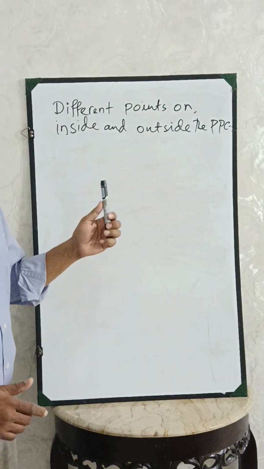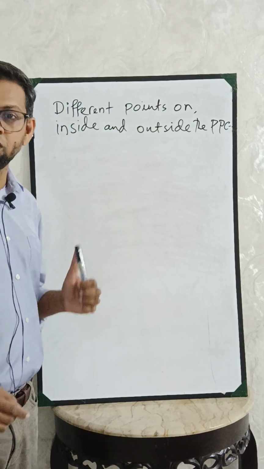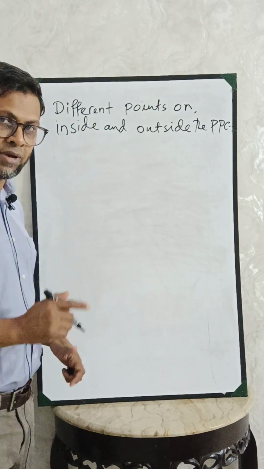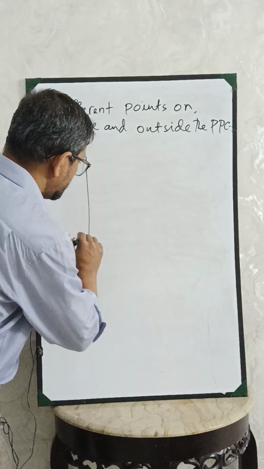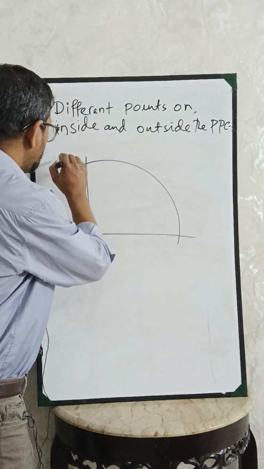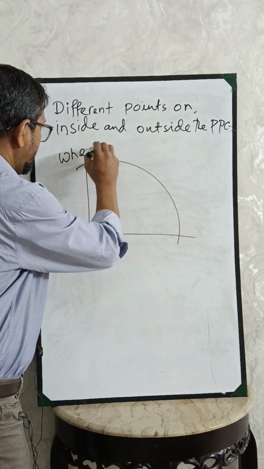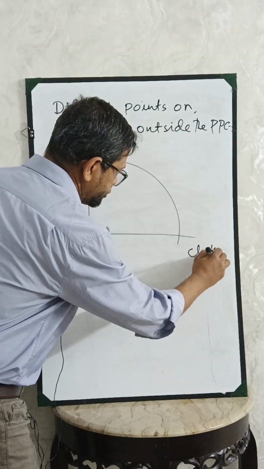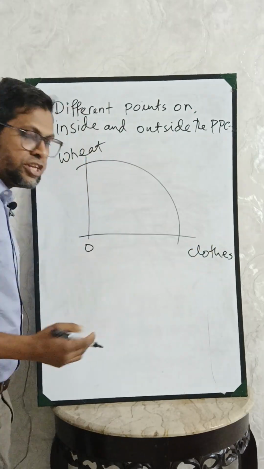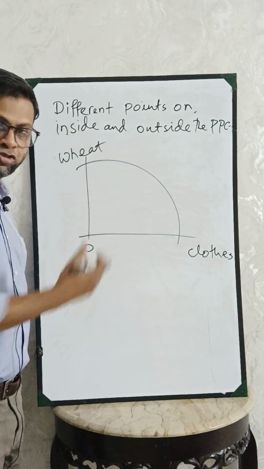So if we want to explain this, before this we have to draw the diagram, and I think you can remember the diagram. So this is our diagram. Over here we produce wheat, and over here we produce clothes. We just consider any two products, so it's up to you. You can give any other two products, no problem.